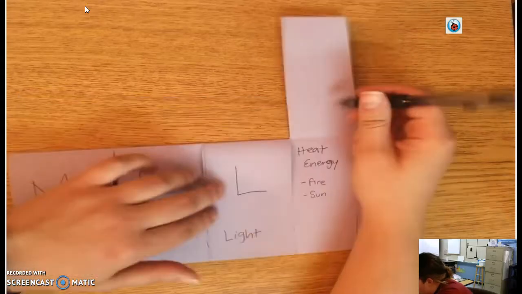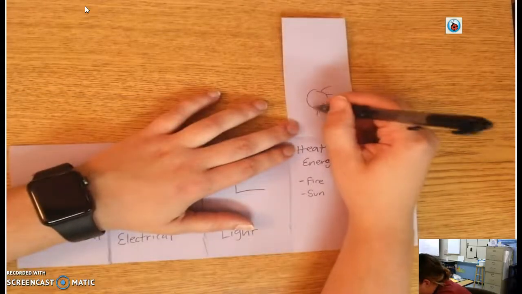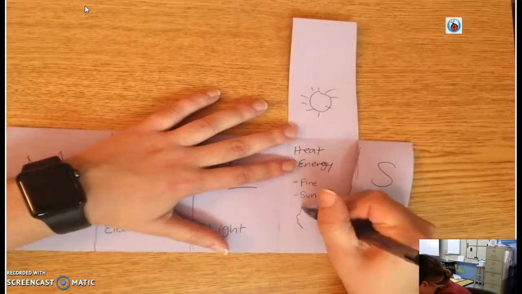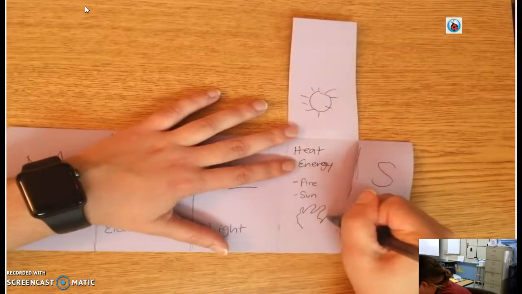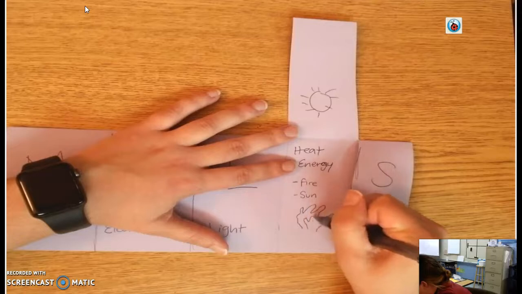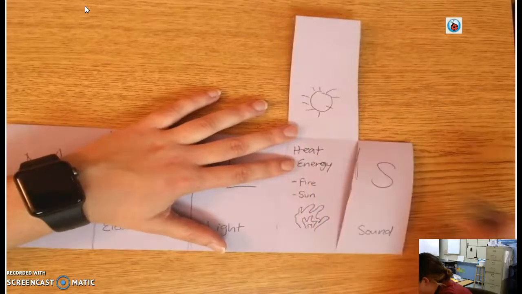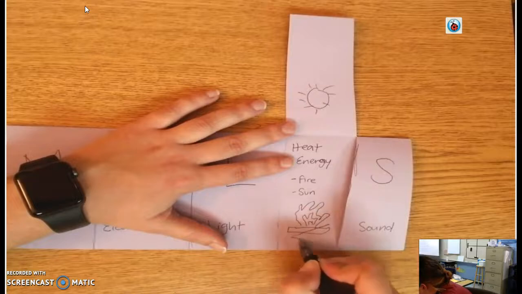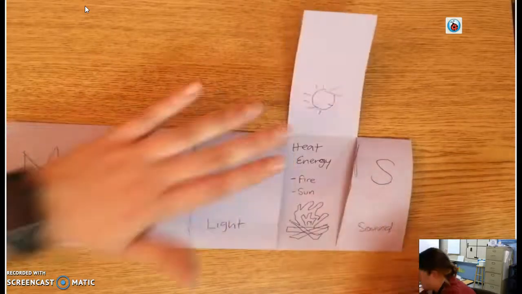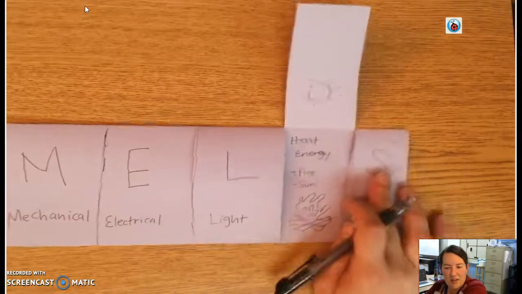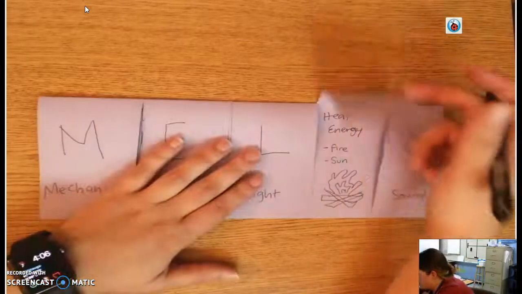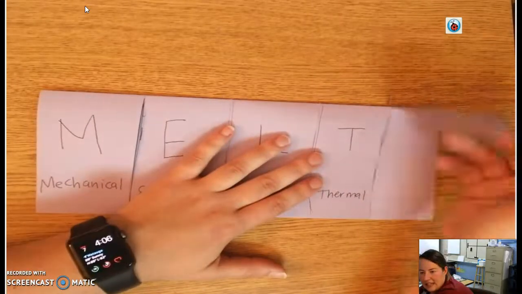You could draw a picture of the sun again, right? It gives off heat. You could draw fire. I don't know if I can draw flames. Let's see. It's as good as I'm going to get, right? Here's some logs. Remember, your drawings don't have to be great. It's a pretty good fire, I think. Right? Heat energy. And then the very last one is sound energy.